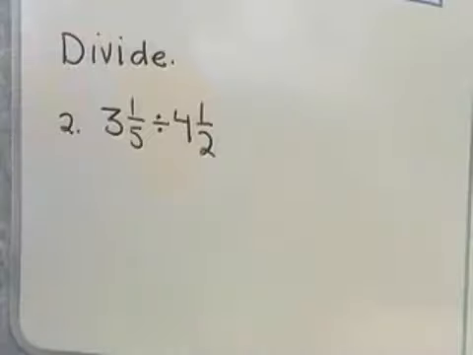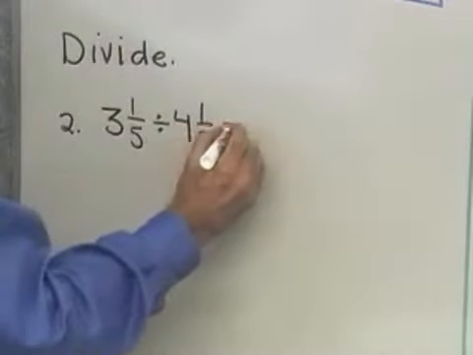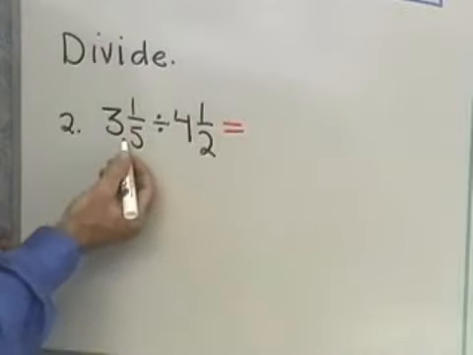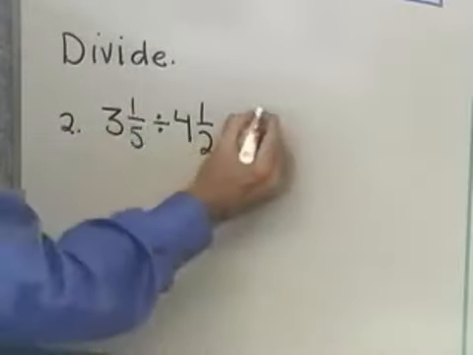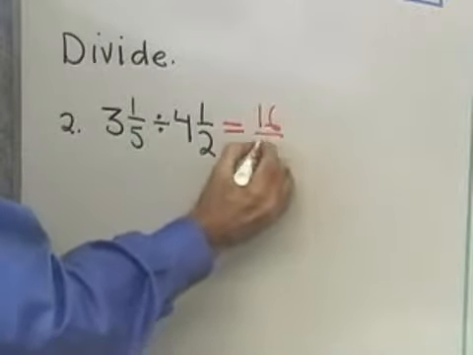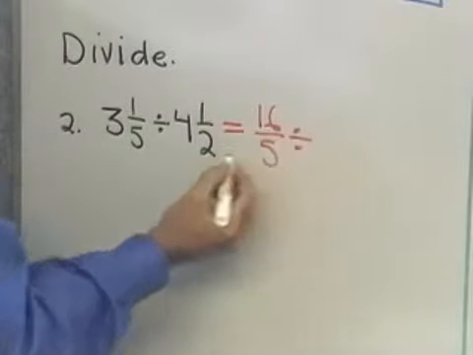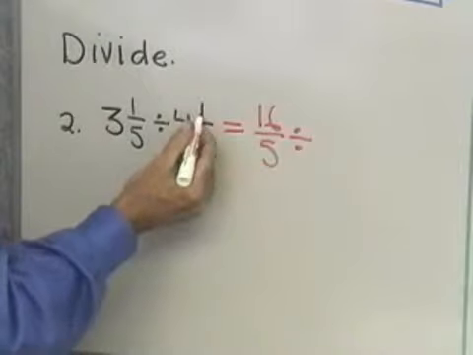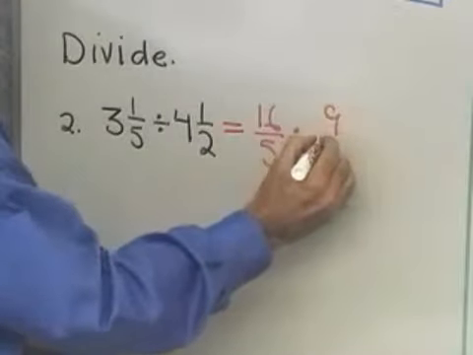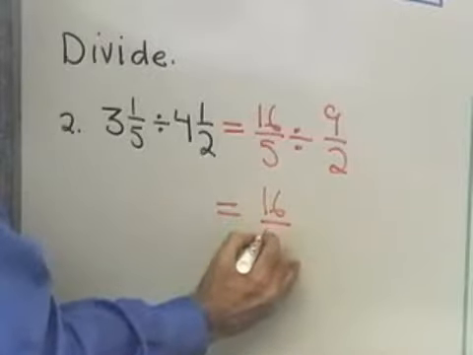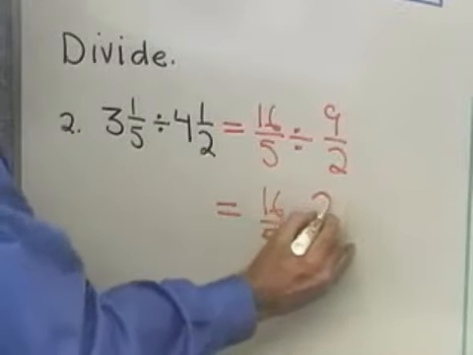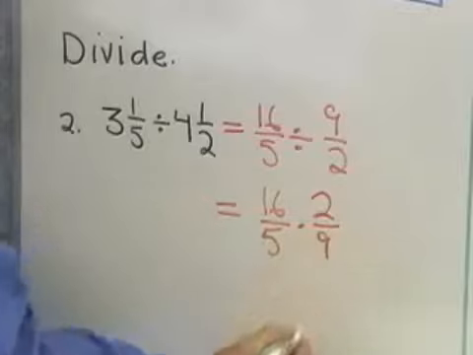Here's our next problem. Let's divide this time, and we have 3 1/5 divided by 4 1/2. Before we change to multiplication by the reciprocal, let's change to improper fractions. 5 times 3 is 15, plus 1, I get 16/5, divided by 2 times 4 is 8, plus 1 is 9/2. Now, I'm going to change that to 16/5 times the reciprocal of 9/2, which is 2/9.